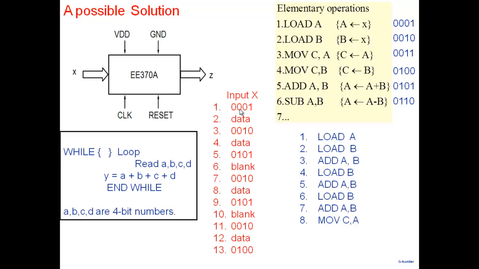So the first, let's say 4 bits are an instruction. 0001 means load A. So this goes into my system here, system A. And next what I do, I give data. Next what do I give? 0010, instruction. And then I give corresponding data. Then I give 0101. 0101 is what?